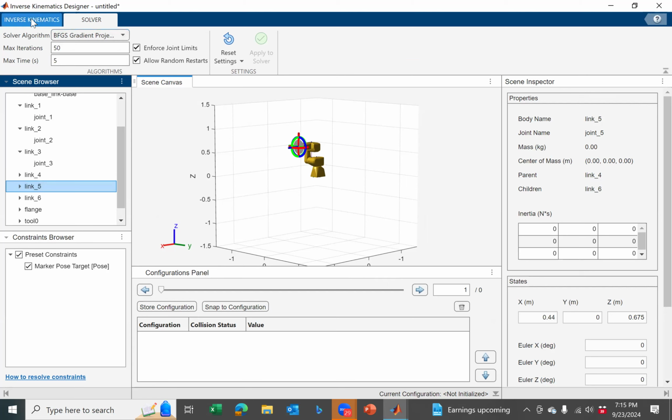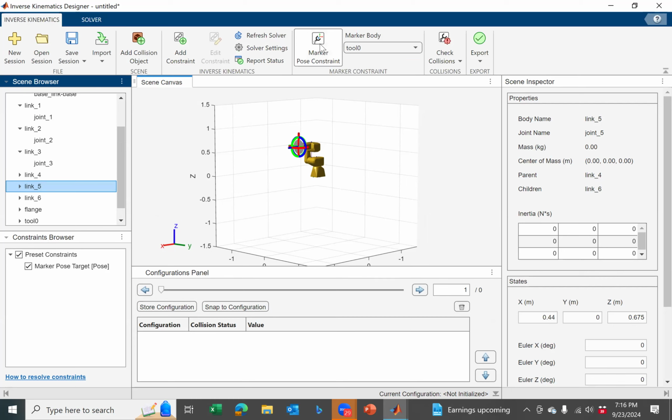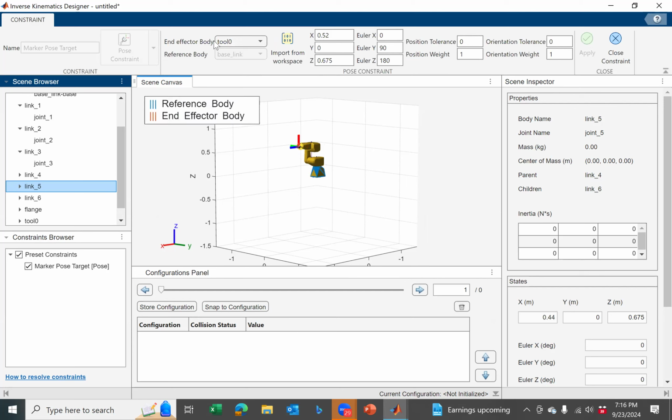And what you do is, if you want to do inverse kinematics, what is inverse kinematics? Provide end effector position and orientation and get the joint angles. Go to this marker pose constraint. End effector body is tool. Can you see that? And you have Px, Py, Pz, and you have the Euler roll, pitch, and yaw. Euler about Z is yaw. Euler about Y is roll, and Euler about X is pitch.